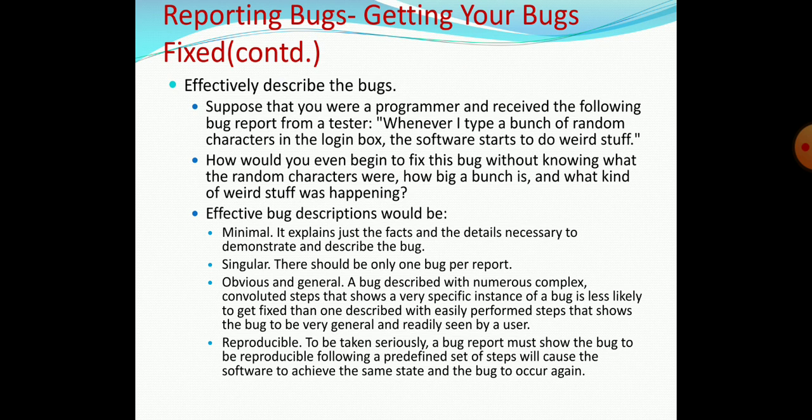Okay, so how would you even begin to fix this bug without knowing what the random characters were, how big a bunch is, and what kind of weird stuff was happening? So the effective bug description would be minimal. It explains just the facts and the details necessary to demonstrate and describe the bug.